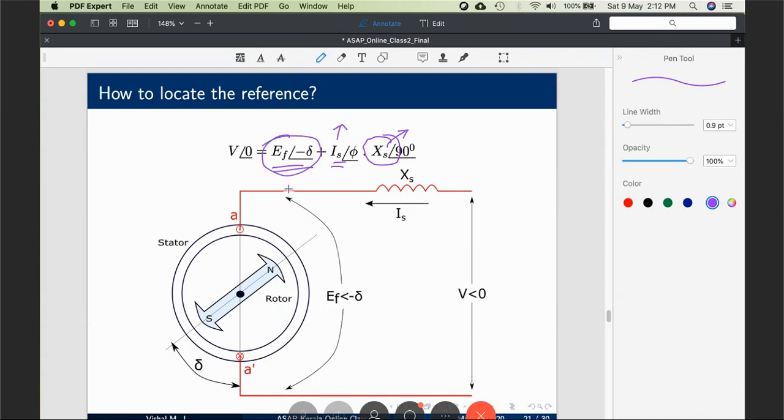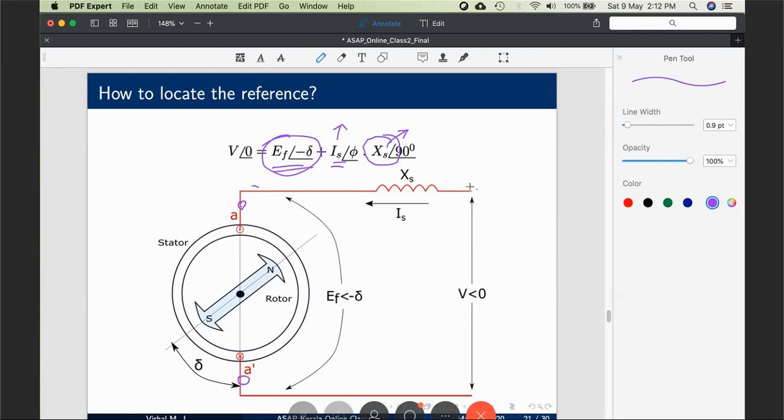Can we put a voltmeter here? See, this is the EF angle delta. Okay, so can I put a voltmeter here and find out, or a CRO here and find out? Actually, that is also not possible. Why? Because this terminal is a fictitious terminal. This terminal does not exist in real life.